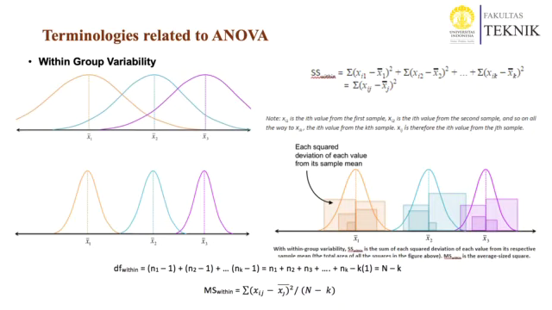And we can measure the within group variability by looking at how much each value in each sample differs from its respective sample mean. So first step, we take the squared deviation of each value from its respective sample mean and add them up. This is the sum of squares for within group variability, or SS within. Please note that this i value is the value from the sample: first sample, second sample, and k-th sample.